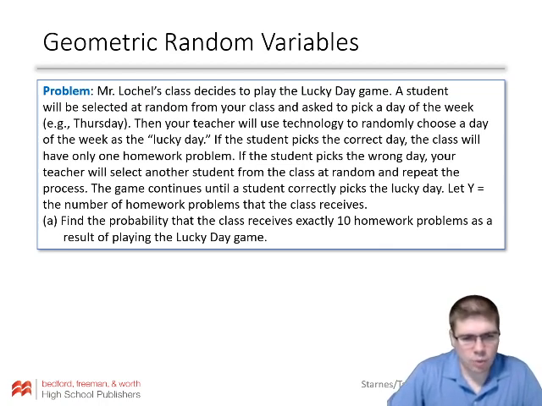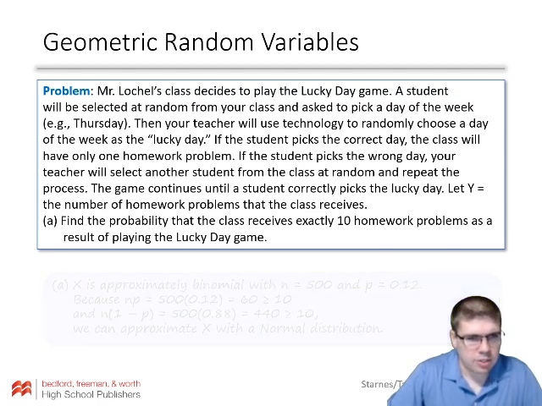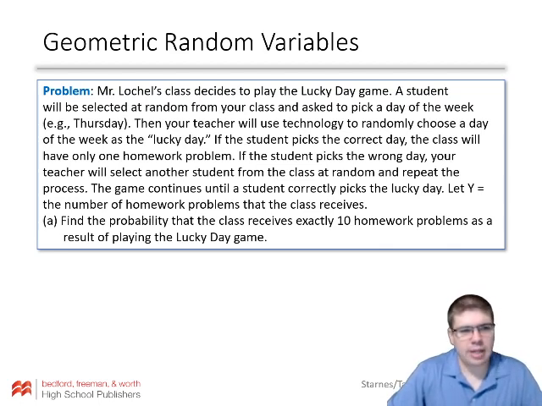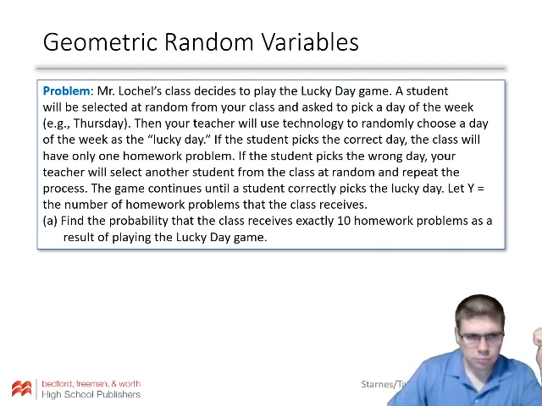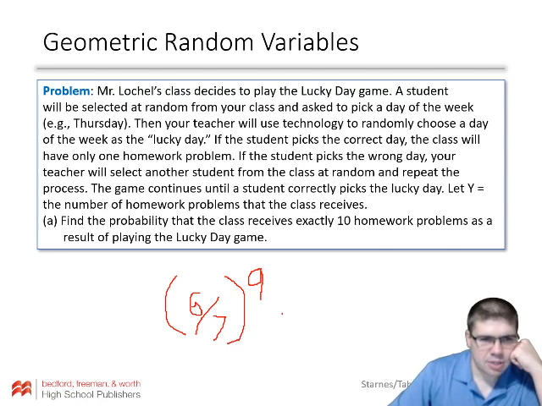So the way that we'll do this, and this one is screwed up if I remember correctly, let me just come back here and sketch it on. What we'll do is take the probability of failure, which is 6/7, to the 9th power. So we're going to have 9 failures times 1/7.